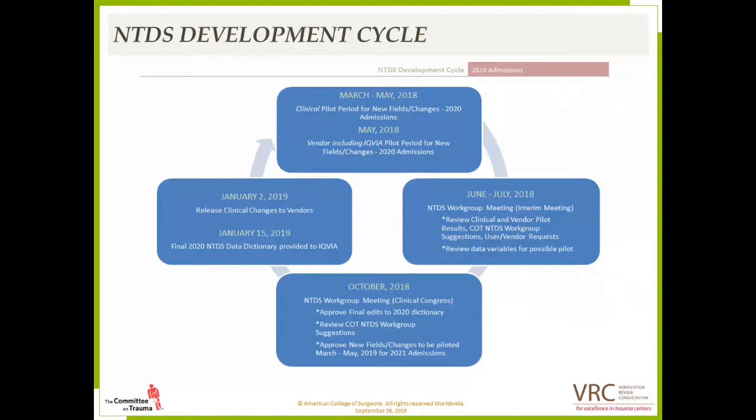Then in January, we have to give our technical vendor, IQVIA, and all the software vendors the changes for the upcoming year. That gives them the opportunity to update their software, so come January 1, you all can abstract this data into your registry. So basically it takes 2 years, as you can see on this process, to make a change or add a new data element or even retire data elements in the dictionary.